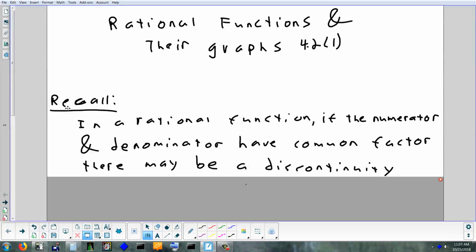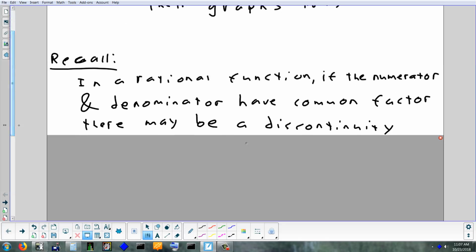One thing we want to keep in mind with asymptotes is that in a rational function, if the numerator and denominator have a common factor, you don't get a vertical asymptote. What do you get instead? Yeah, you get a hole. You get a hole in the graph.